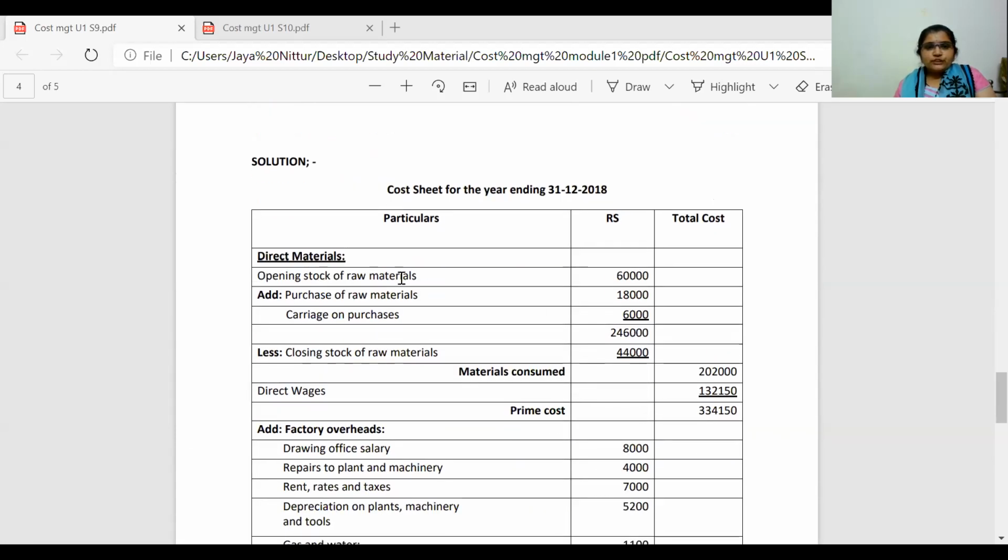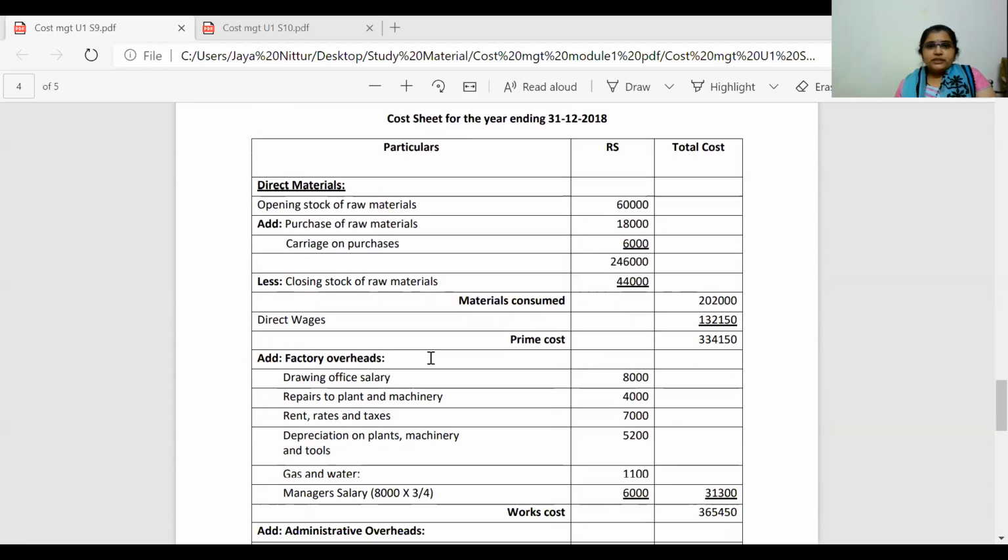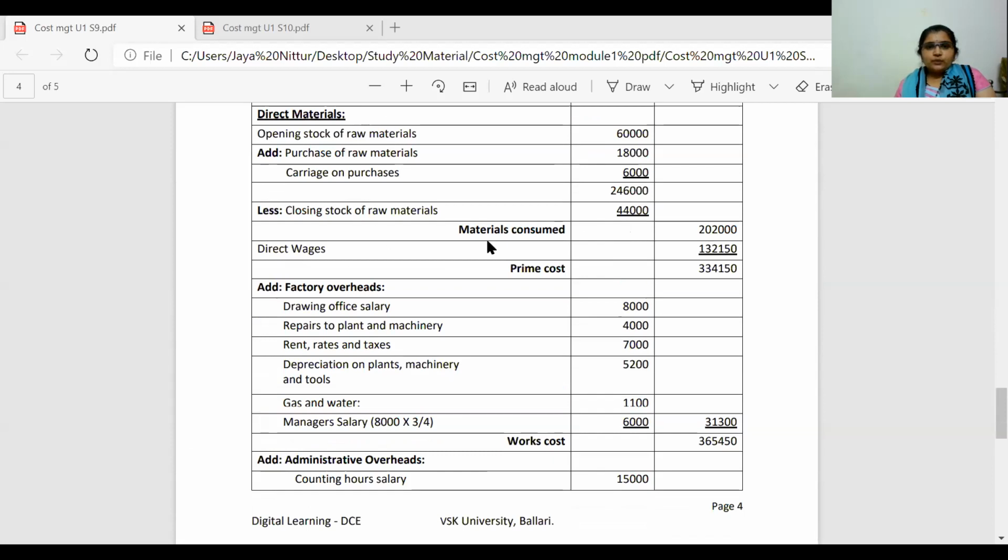One by one, we need to add direct materials: opening stock, add purchases, carriage on purchases, less closing stock of raw materials. Then we add wages to the materials consumed. Then we get the prime cost. To that prime cost, we add all the factory overhead expenses: drawing office salary, repairs to plant and machinery, rent, rates and taxes, depreciation on plant, machinery and tools, gas and water, manager's salary. The total is 31,300 as factory overhead. After adding this, we get works cost.